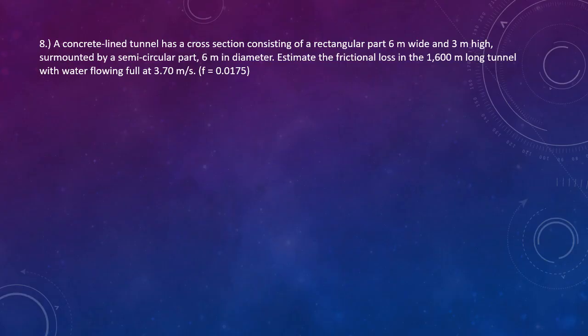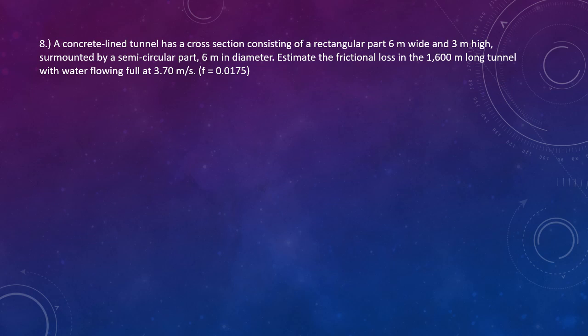A concrete lined tunnel has a cross-section consisting of a rectangular part 6 meters wide and 3 meters high, surmounted by a semicircular part 6 meters in diameter. Estimate the frictional loss in the 1,600 meter long tunnel with water flowing full at 3.7 meters per second. f is equal to 0.0175.